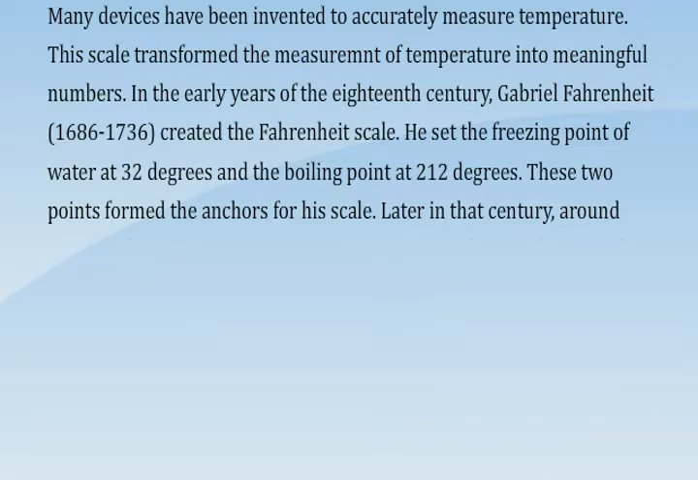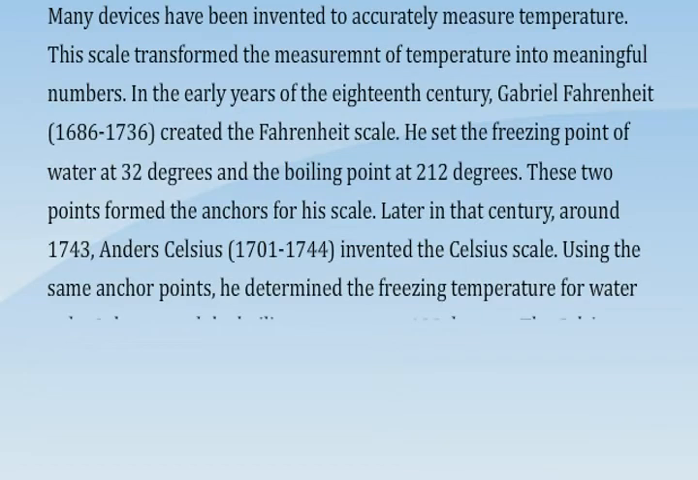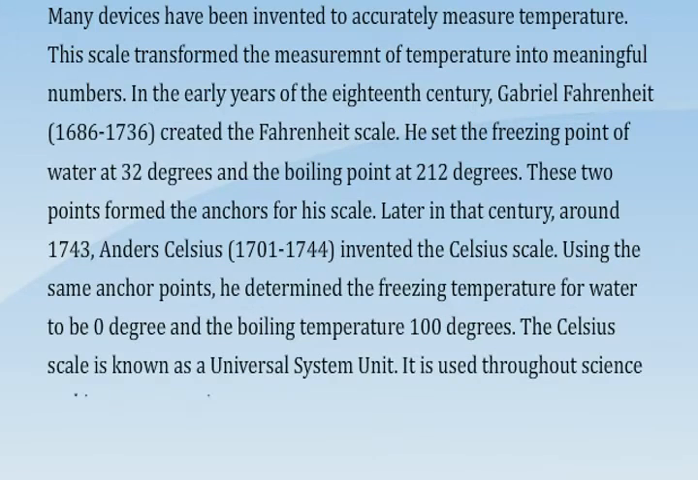Later in that century, around 1743, Anders Celsius (1701 to 1744) invented the Celsius scale. Using the same anchor points, he determined the freezing temperature for water to be 0 degrees and boiling temperature to be 100 degrees. The Celsius scale is known as the Universal System Unit. It is used throughout science and in most countries.